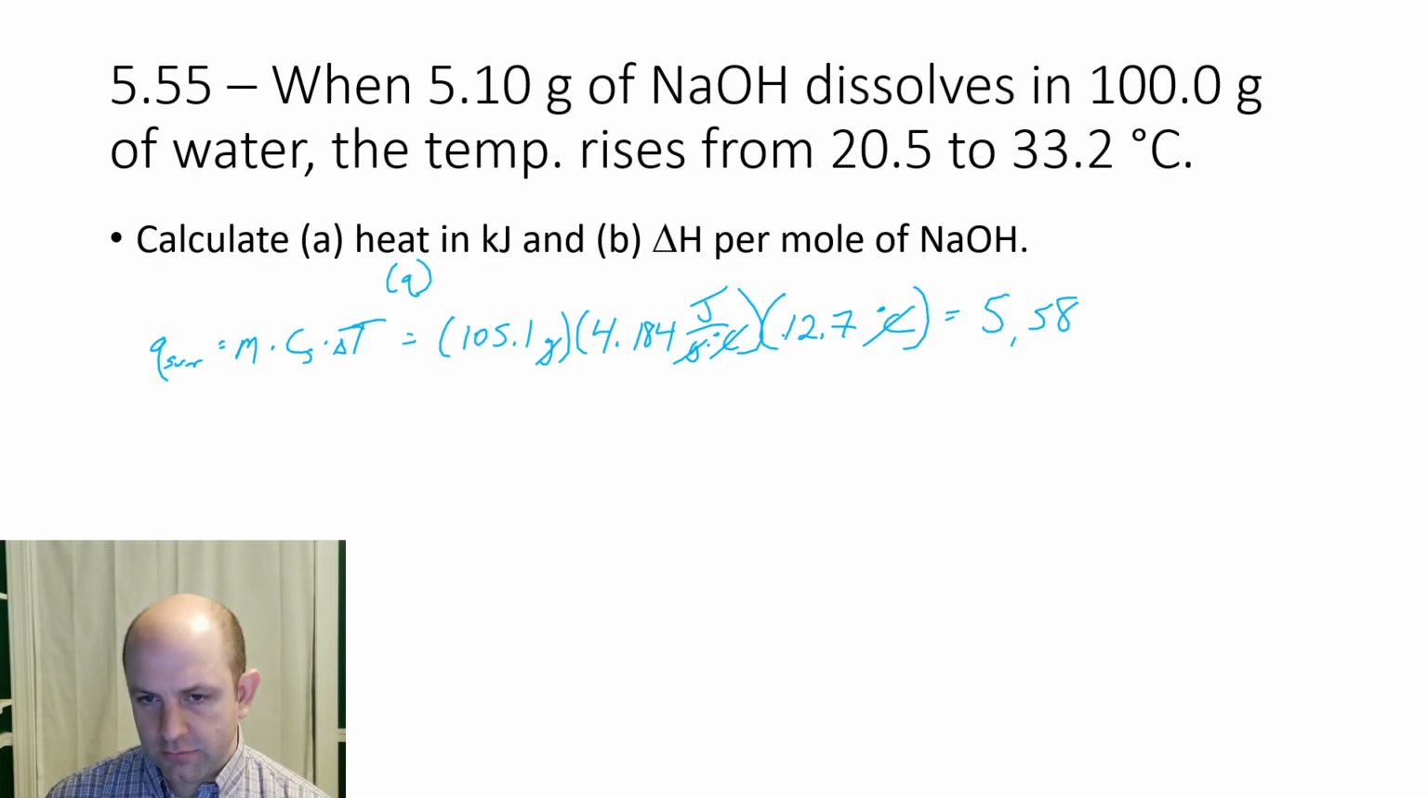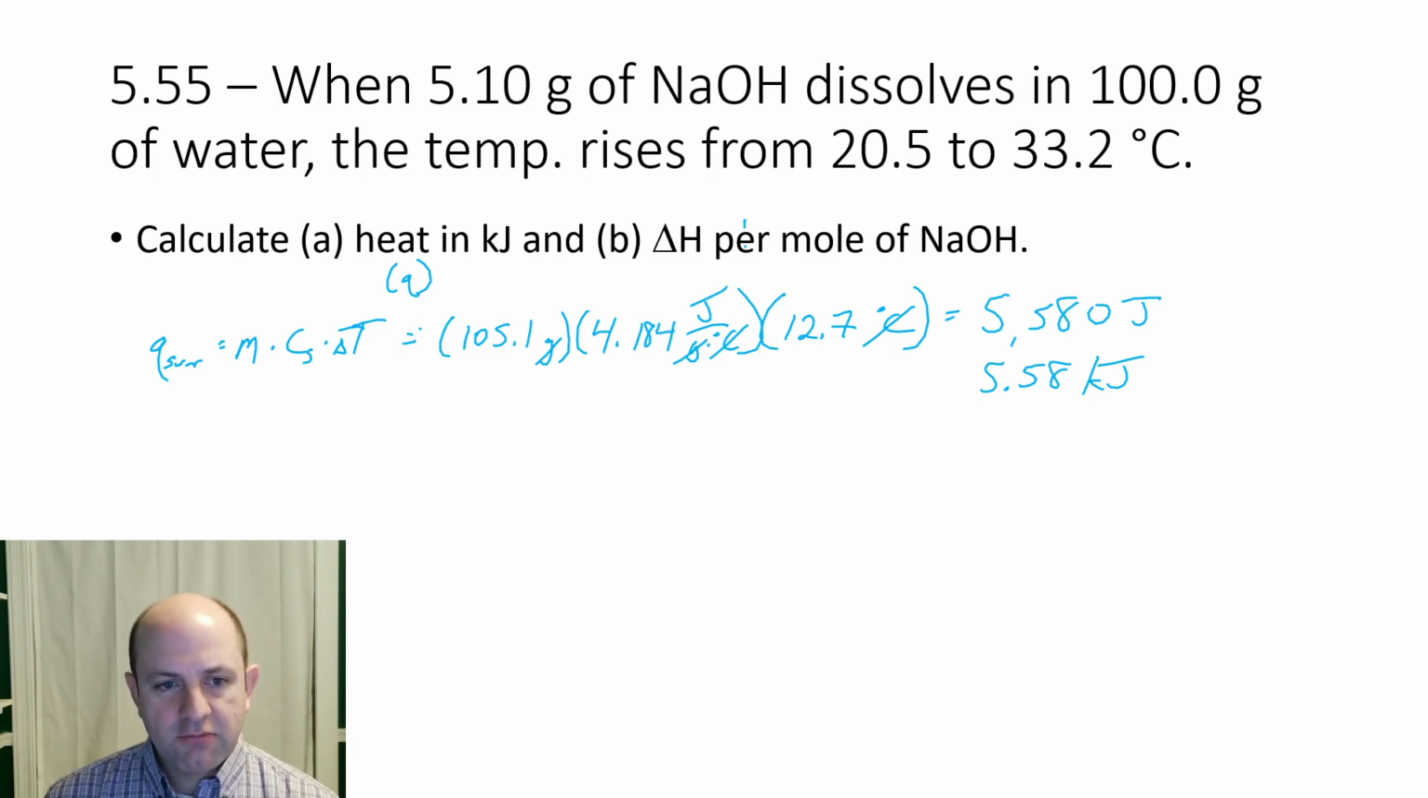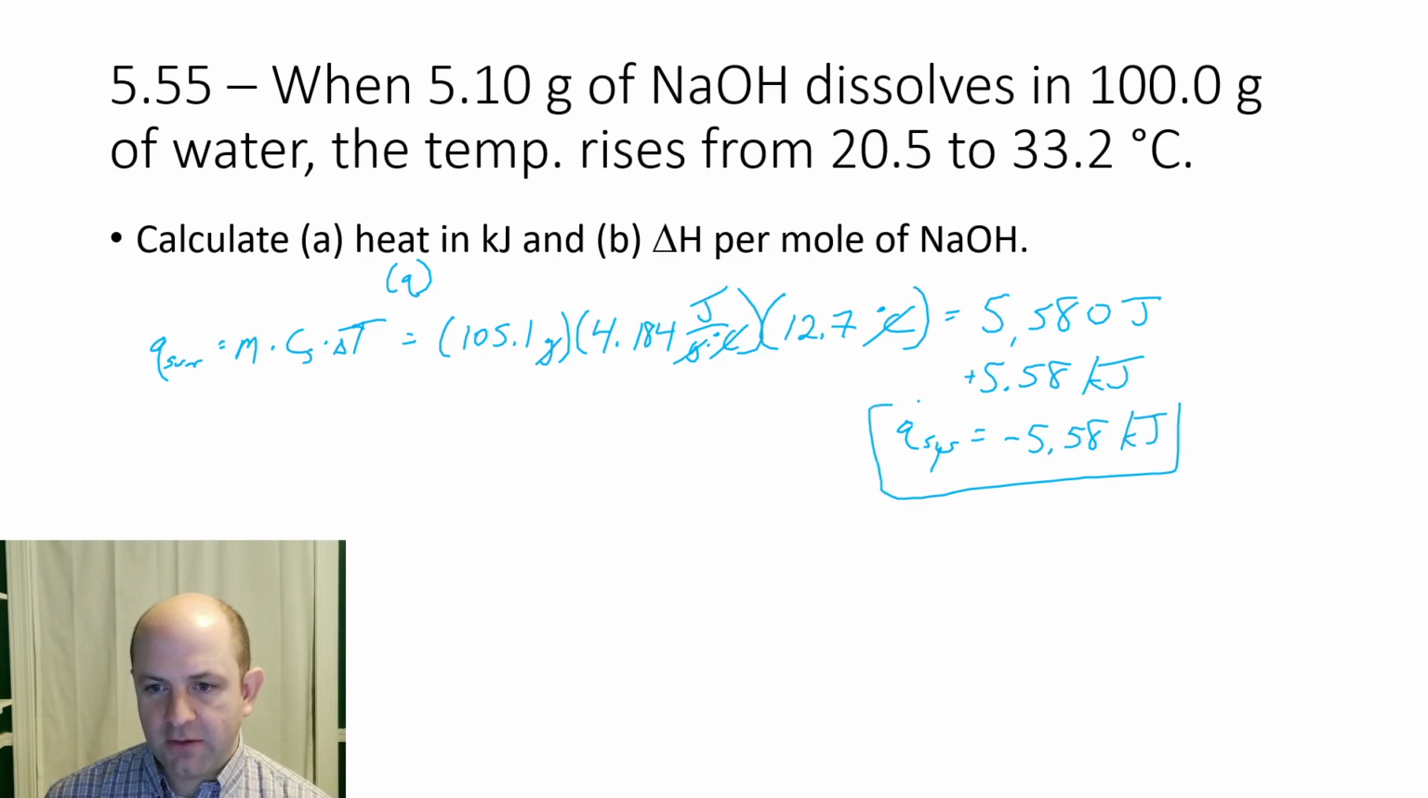So Q is equal to 5,580 joules, we want 3 sig figs, but they want that in kilojoules, so 5.58 kilojoules. And they did say in the question, how much heat is released. Remember, this is the surroundings, so the surroundings are a positive 5.58. The water absorbed that much heat, which means the Q of our system, how much heat did the actual process release, is negative 5.58 kilojoules. So that's our final answer.